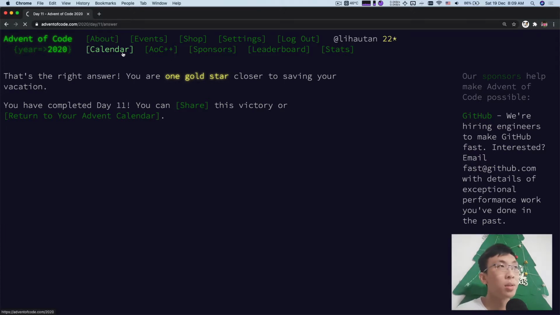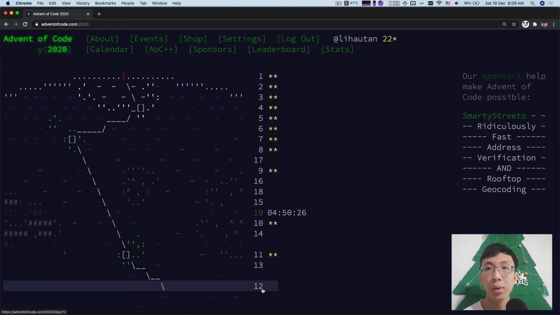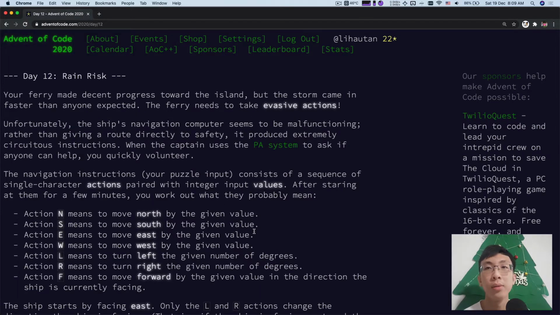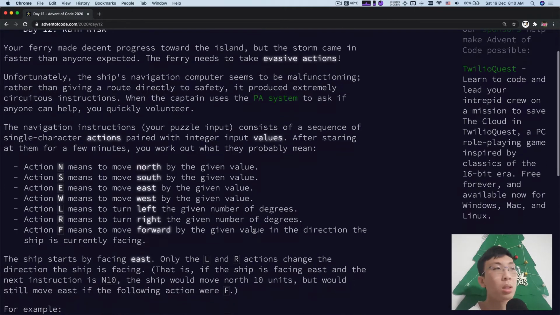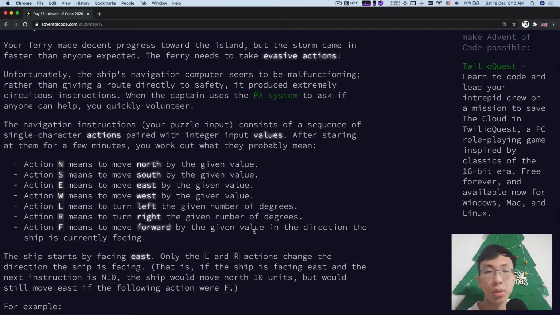So let's go to the calendar. Let's click day 12. Day 12, Rain Risk. Your ferry made decent progress towards the island, but the storm came in faster than anyone expected. The ferry needs to take evasive actions. Unfortunately, the ship navigation computer seems to be malfunctioning. Rather than giving a route directly to safety, it produced extremely circuitous instructions. When the captain uses a PA system to ask if anyone can help, you quickly volunteer.